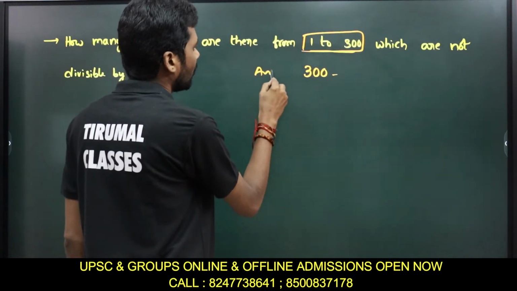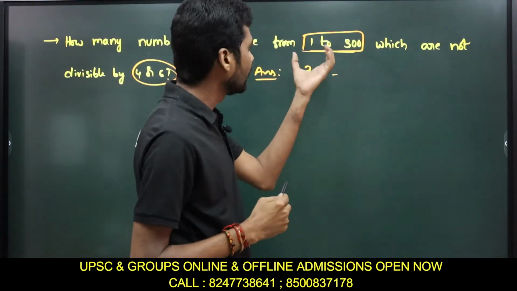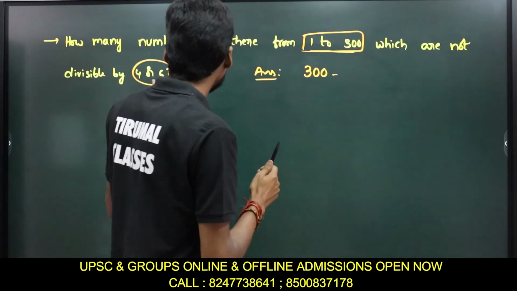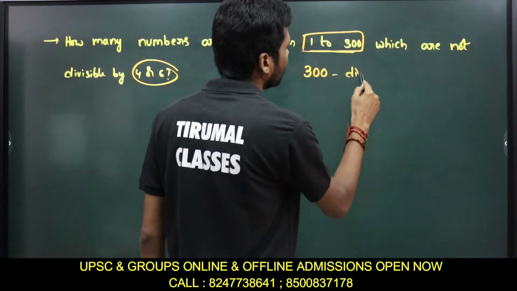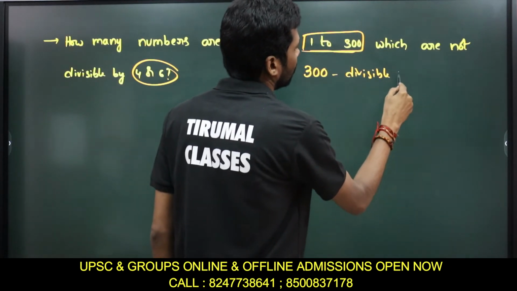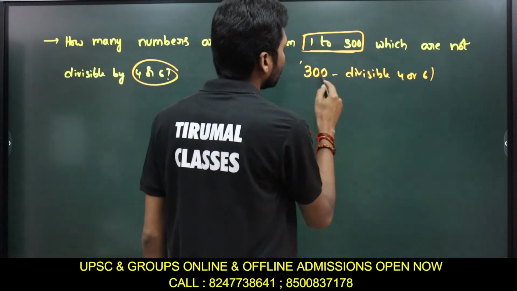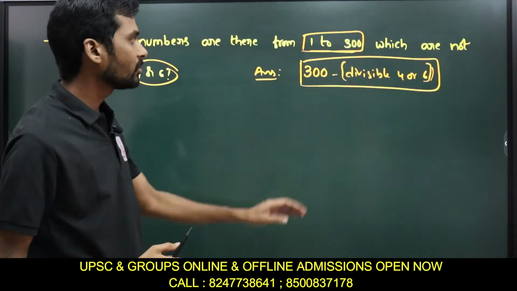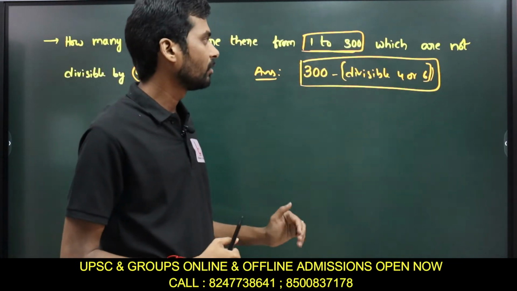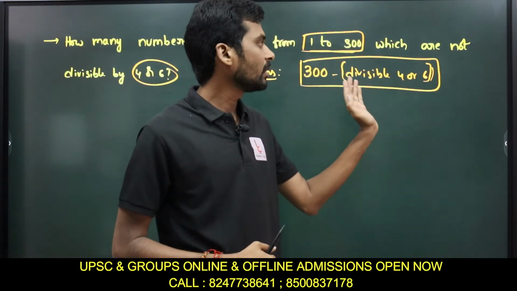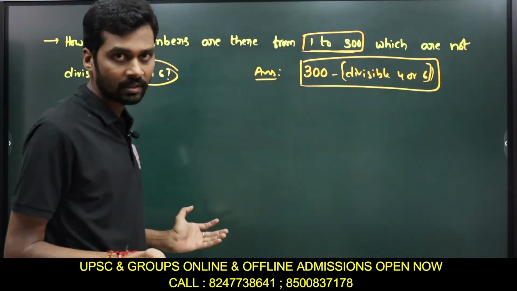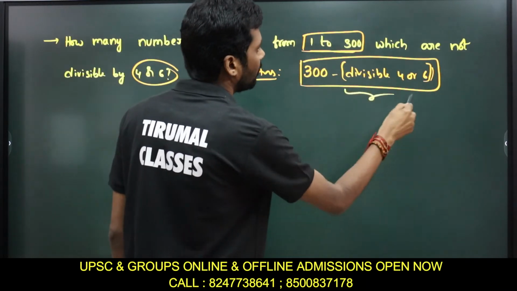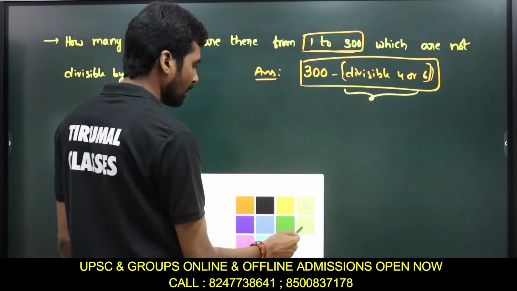So the final answer is: from the total numbers, from 1 to 300, I subtract the numbers which are divisible by 4 or 6, and then that is my final answer, right? So 300 minus the numbers divisible by 4 or 6. First I have to find out that value. How do we find out divisible by 4 or 6? Now I'll directly do that.